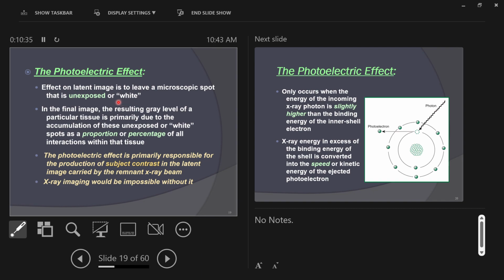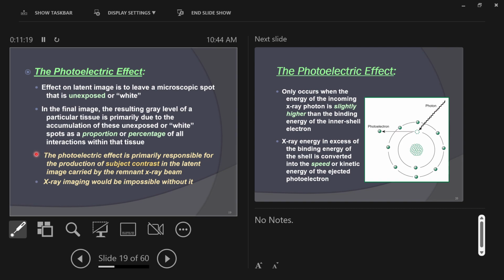The photoelectric effect accounts for all of the white areas on your image receptor. Now there's an integrated, cumulative effect of all of these photoelectric interactions producing shades of gray. We get our whites from the photoelectric interaction though. In the final image, the resulting gray level of a particular tissue is primarily due to the accumulation of these unexposed areas as a proportion of all of the interactions. So some of the tissue interactions are photoelectric. Those account for the white parts of the image. So there are more photoelectric interactions in bone than there are in gas in the body, right? Because the bone is denser.